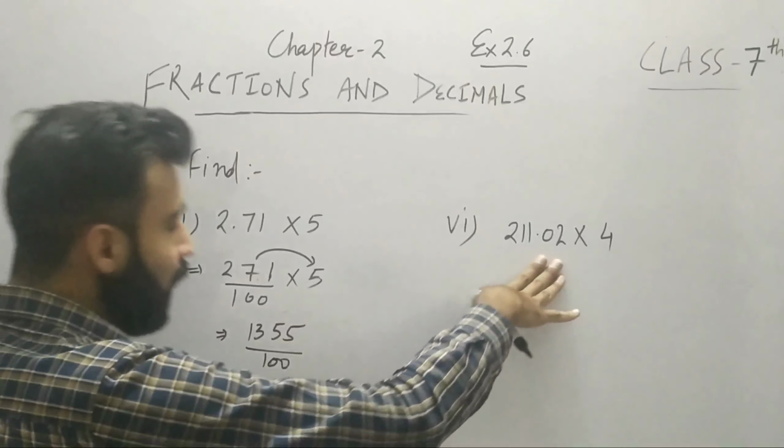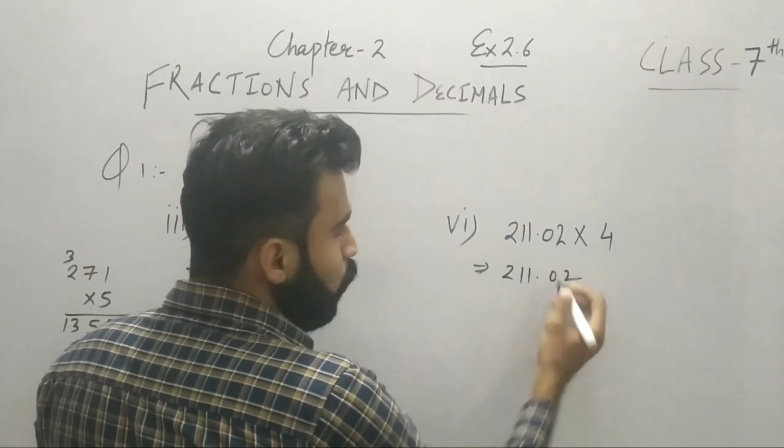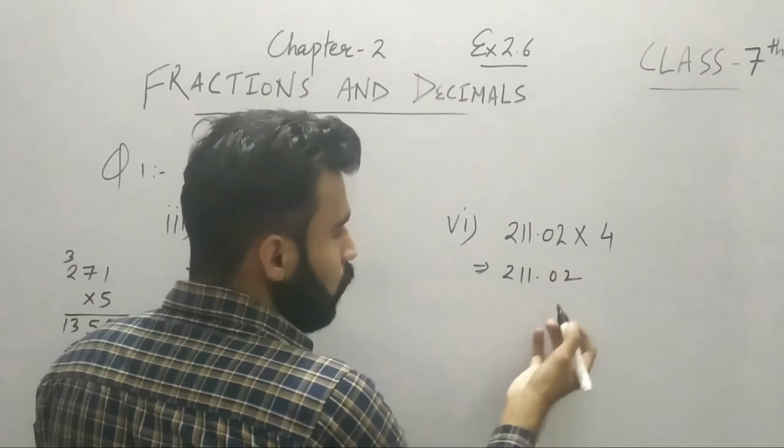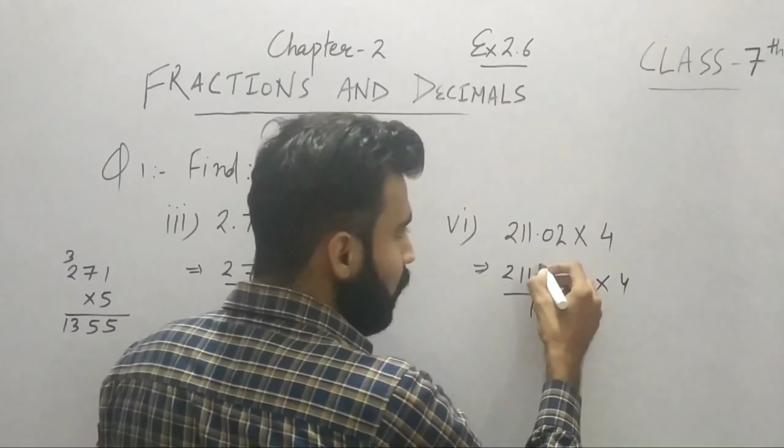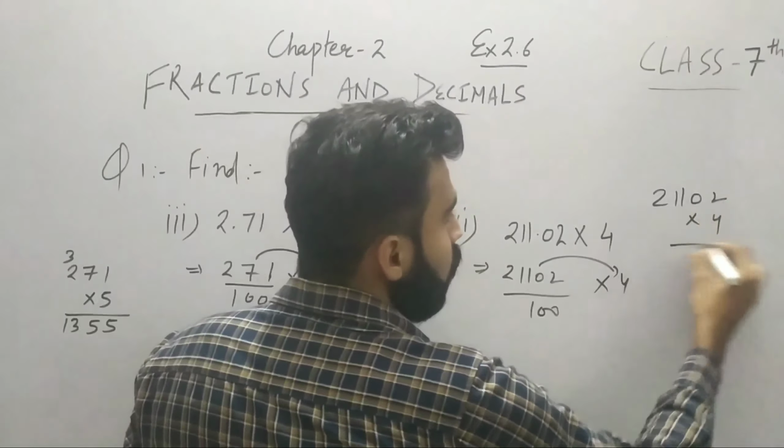So let's move to the next part, that is 211.02. Now clear, if I just remove the decimal, there were 2 digits, so 100 will come in the denominator, multiply 4, right? Now we have removed the decimal here. Now try to leave it as it is. So just simply multiply this. So 21102 into 4. So 4 twos are 8, 4 zeros, 4 ones, and 8.